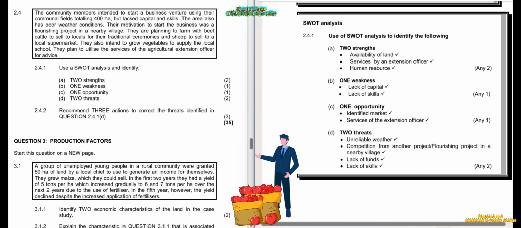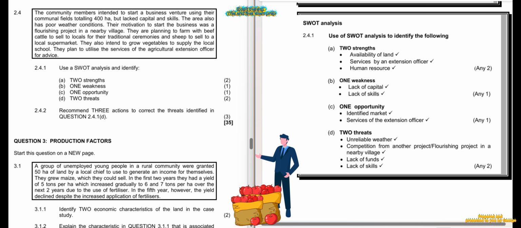2.4. The community members intended to start a business venture using their communal fields, totaling 400 hectares, but lacked capital and skills. The area also has poor weather conditions. Their motivation to start the business was a flourishing project in a nearby village. They planned to farm beef cattle to sell to locals for their traditional ceremonies, and sheep to sell to a local supermarket. They also intend to grow vegetables to supply the local school. They plan to utilize the services of the Agricultural Extension Officer for advice.